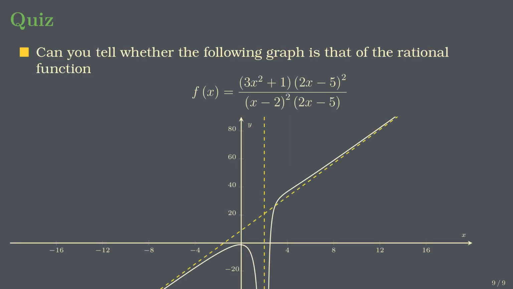So by now, you should be able to analyze this given graph and tell whether it is actually the graph of the function 3 times x squared plus 1 times the square of 2x minus 5 over x minus 2 squared times 2 times x minus 5. So you just need to pause the video for a little while and try to analyze the graph and show whether it is the corresponding graph of the given rational function.